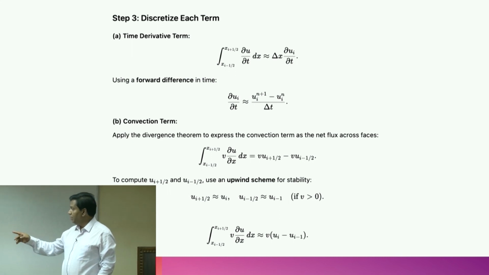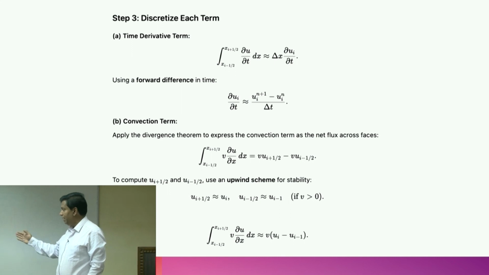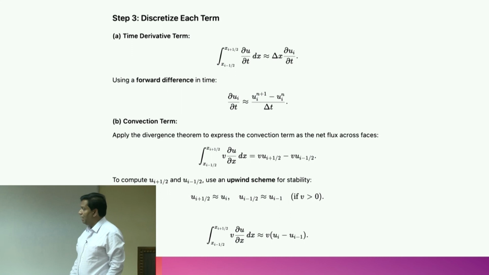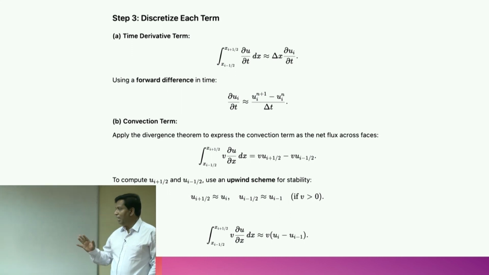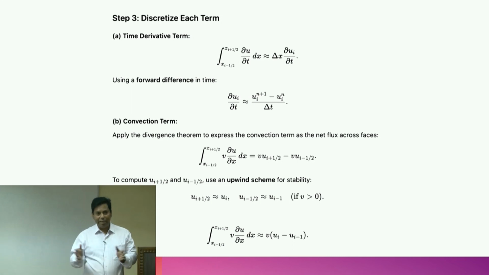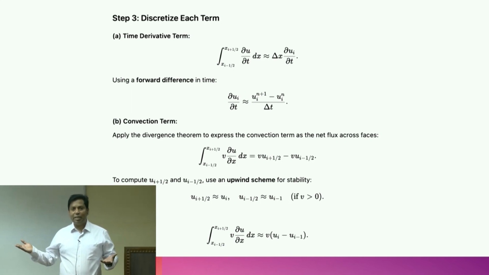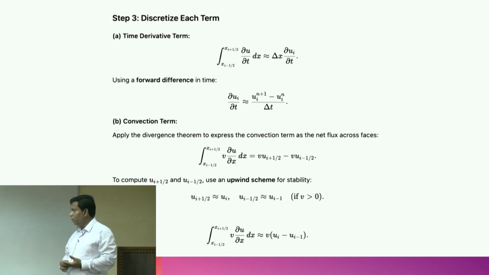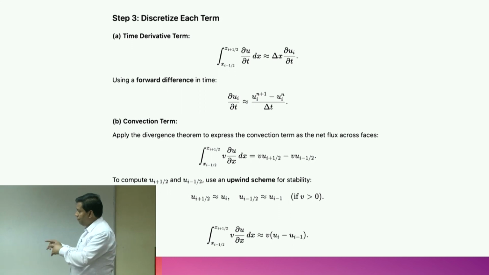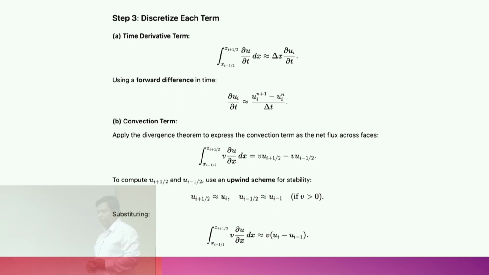Now, to compute this, we use an upwind scheme for stability. Call u at i minus half just ui, and ui minus half is i minus half. We can change the indices in the code, that is not a problem, when v is greater than 0. Now if we substitute here, it becomes v times ui minus ui minus 1.